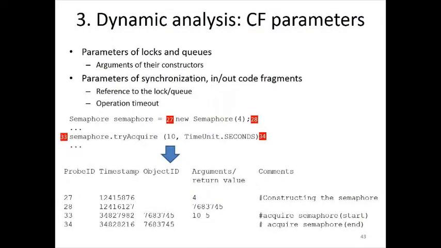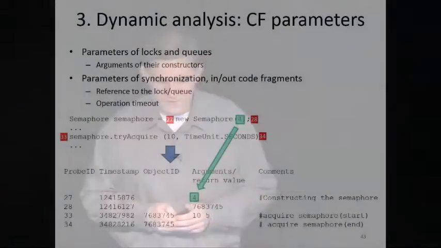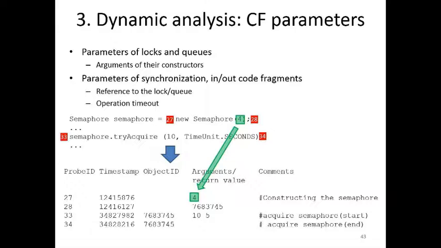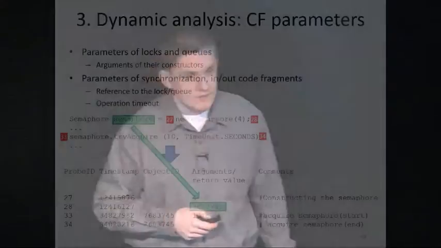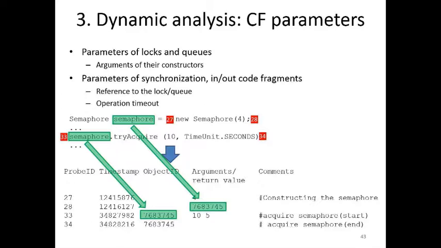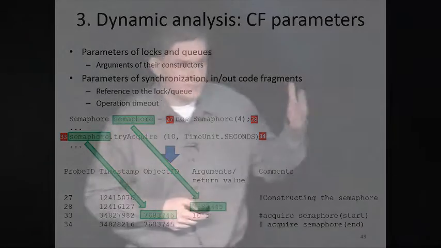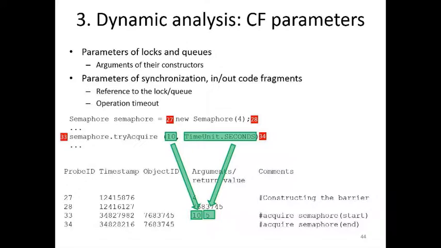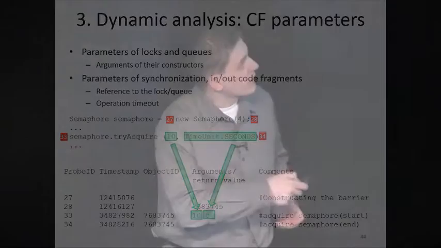The trace also provides us parameters of code fragments. For example, tracking the calls to constructors and initializers of locks and queues allows us to establish parameters of locks. For example, here you created a semaphore with the number of permits equal to 4. By looking at the value returned by this constructor, we can get the lock ID. So this is lock resolution, and it's implemented in this way. Every time you see a call to this particular lock, you can establish that it corresponds to this particular semaphore. And if this synchronization operation involves certain parameters like timeout, these parameters will also appear in the trace, so we can get them from the trace as well.